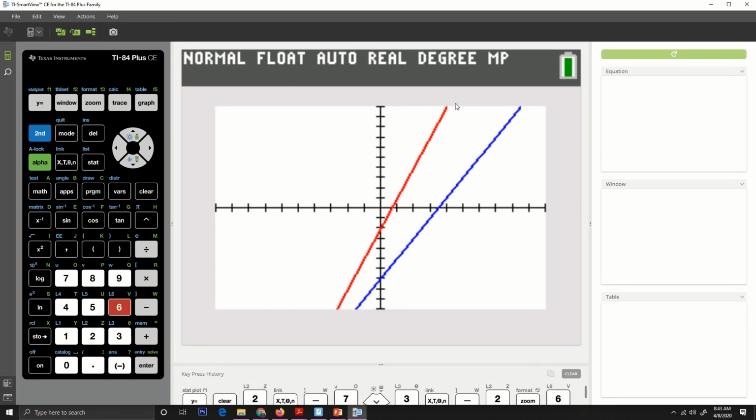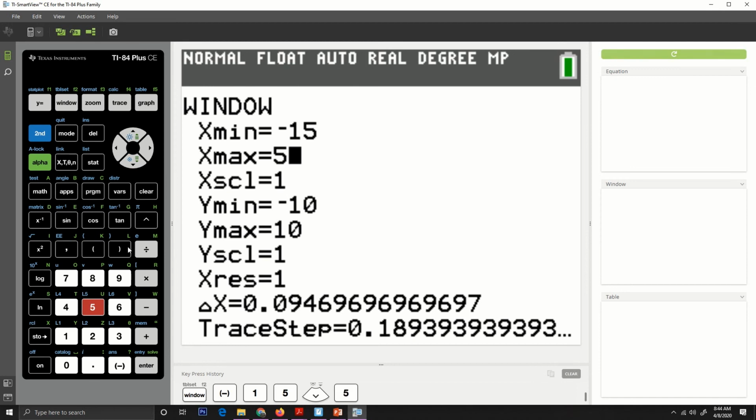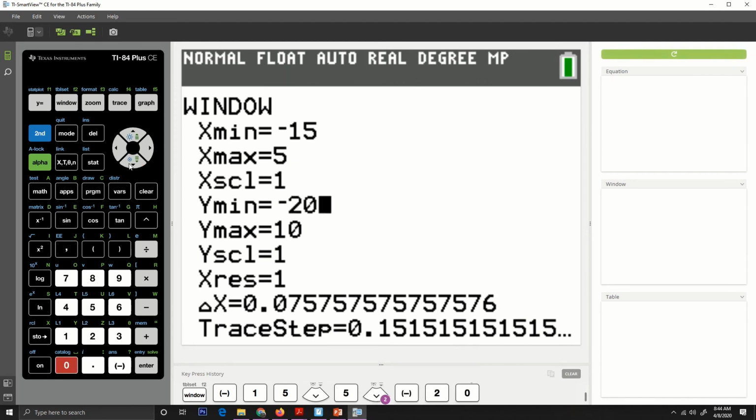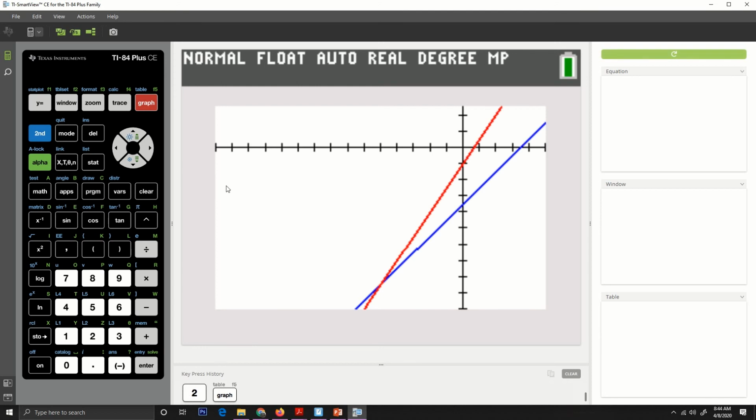And so I'm looking at this equation on my standard window, and it looks like they're going to intersect somewhere down here. All right, they're getting wider up there. So I need to move my x's over a little bit and move my y's down a little bit. So I grab my window here. I'm going to go from negative 15 now to 5. And then we'll go from, let's say, negative 20 to positive 5. And let's make the scale here 2's. And let's see what we get. And hey, there is our intersection. That's the point that we're looking for.